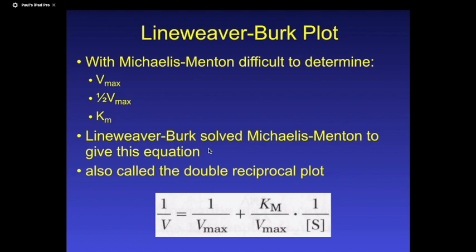So, Lineweaver-Burk took the math and did it a little bit differently. It took Michaelis-Menten's graph and its mathematics, and what they did was they took what's called the double reciprocal of it. Okay? And what the double reciprocal plot entails is a much simpler graph to interpret. So, let me go back 1 second.